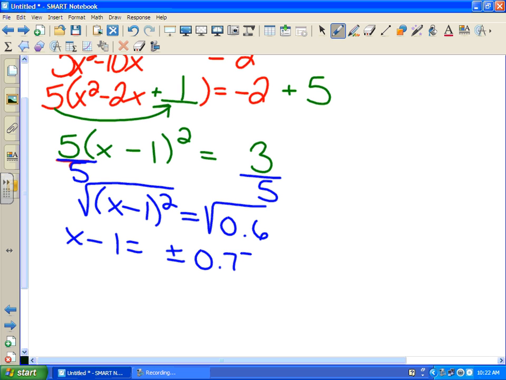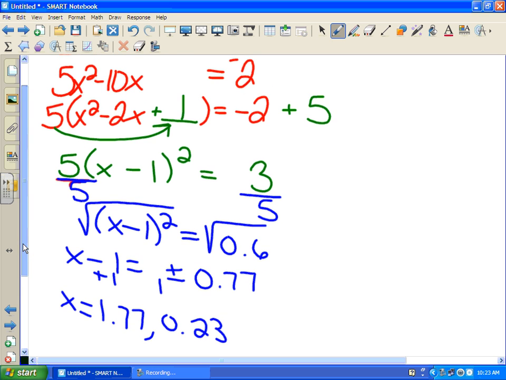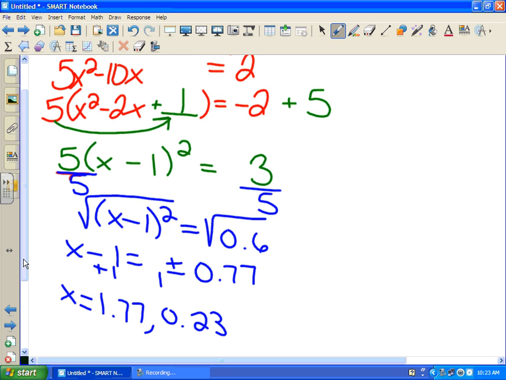0.77. And then to get x by itself, I add 1. So it's 1 plus 0.77 and 1 minus 0.77. You see it all at one time? So, give you a chance to look at that and see if you understand. Yeah, this one is the hard one, and then we're going to do one more like it.